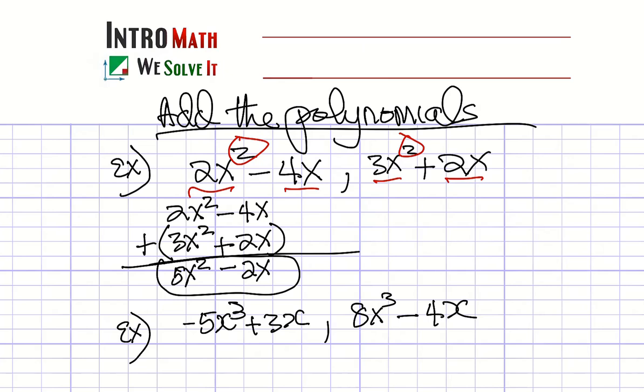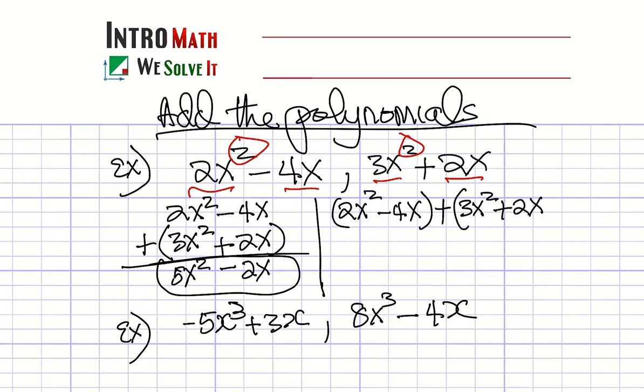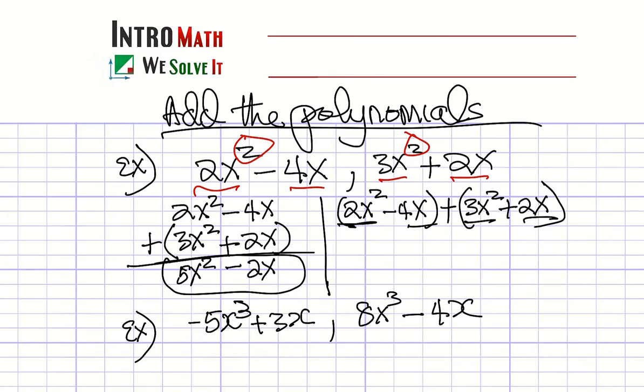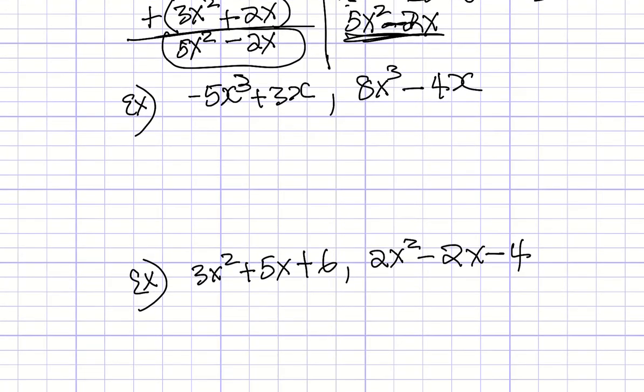Or another way you can do it is like this: 2x raised to the power 2 minus 4x, and then you add it to 3x raised to the power 2 plus 2x. You add like terms, remember we did that in the past with other problems. You get 5x raised to the power 2 minus 2x. See, we got the same thing. So we'll move on to the next one.